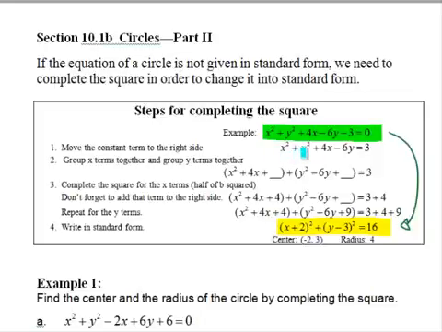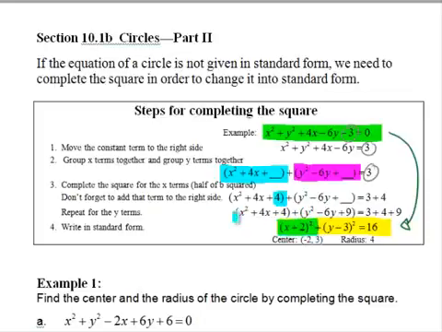We're going to pull all of the x terms out and put them together, and then we're going to pull all the y terms and put them together. Any other numbers that aren't x's or y's, like this 3 here, we're going to move to the other side, so it just sits on the outside there. But once we've grouped together the x's and the y's, now we can figure out the completing the square.